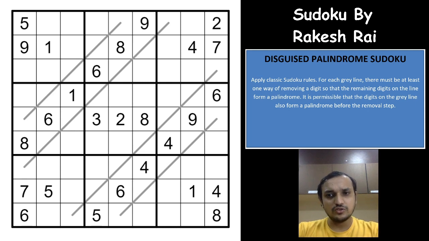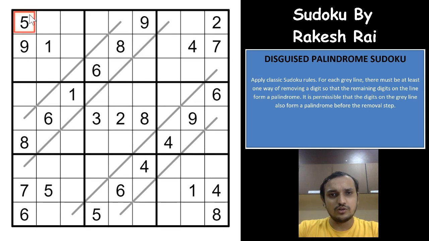And now coming on to this Sudoku. So before going to this Sudoku, I'll just explain the rules of this Sudoku. So as usual, classic Sudoku rules apply. You have to place digits from 1 to 9 in each row, each column, and 3x3 box without repetition. Apart from that, you have a few lines given in the grid, right?